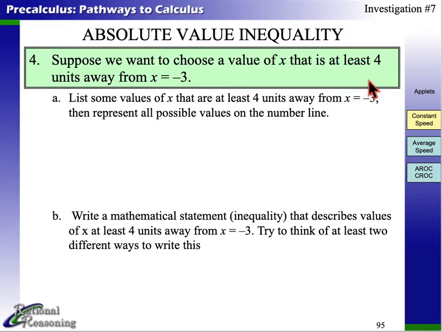Okay, at least 4 units away from x, at least. That means up 4 or more. So what you're going to see is there's two things. Sometimes we want to be within 4 miles of where we work or where we go to school, so that our commute is low. Sometimes we want to be at least 4 miles away from something like a smelly factory.